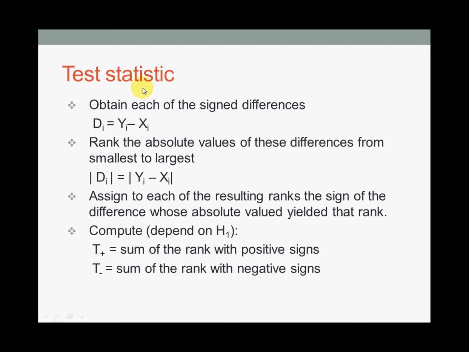This is the test statistic. Obtain each of the signed differences by di equals yi minus xi. Rank the absolute values of these differences from smallest to largest, absolute di equals absolute yi minus xi. Assign to each of the resulting ranks the sign of the difference whose absolute value yielded that rank.